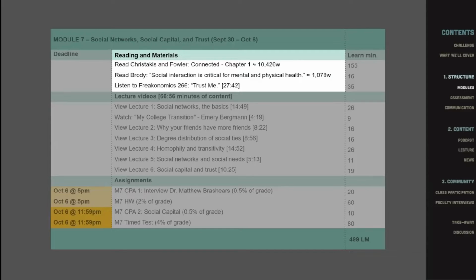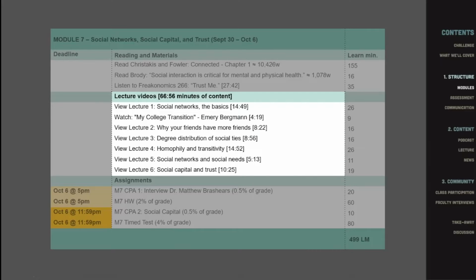Then there's a section with reading and materials. Over here, you see 3 different things. It's always something different, but for instance, Christakis and Fowler at the top is a pop science chapter from a book called Connected. It's very interesting, highly recommend. Then is a New York Times article, Social Interactions Critical for Mental and Physical Health. We have a podcast. This one I find particularly interesting because the researcher who was responsible for developing the concept of social capital, Bob Putnam, was interviewed in this podcast. So they listen to that as well.